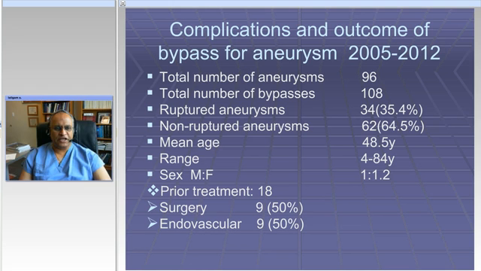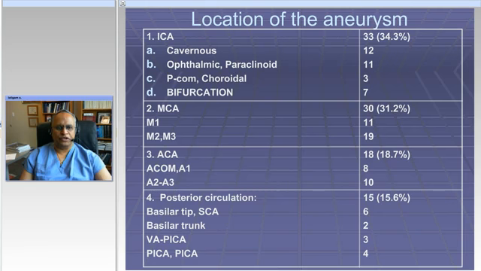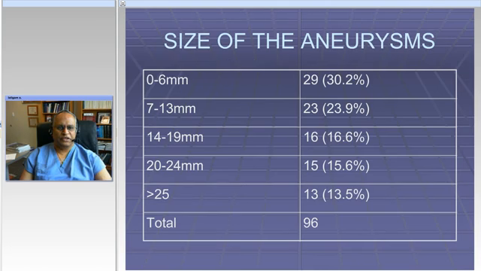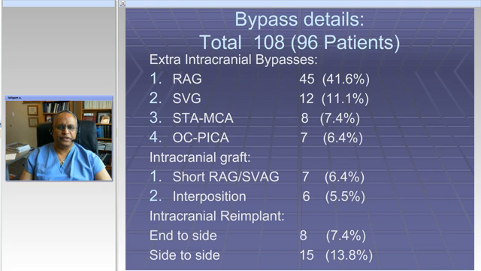Over about a 6-year period, just to show you what sort of complications we encountered. This shows the location of the aneurysms: cavernous, MCA, ophthalmic, paraclinoid, PCOM, bifurcation, MCA, ACA, posterior circulation, etc. Here you see the size of the aneurysms, and here are the bypass details.